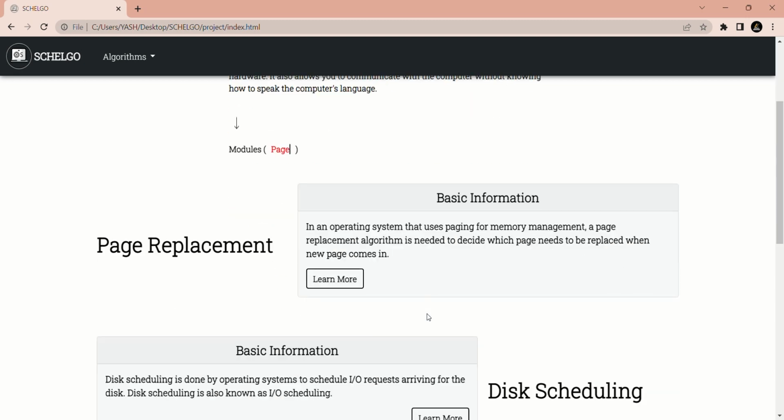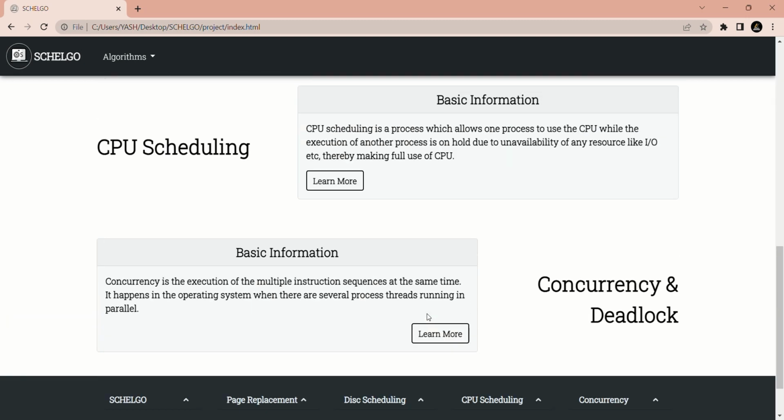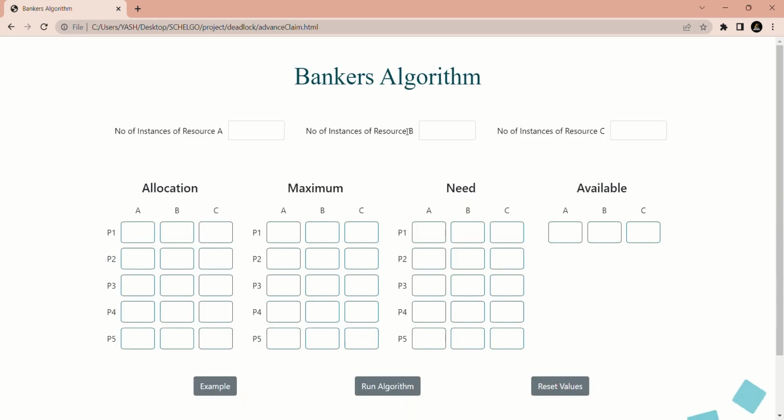After that, the last one we implemented is concurrency and deadlock. The concurrency and deadlock section has one algorithm, that is Banker's algorithm.